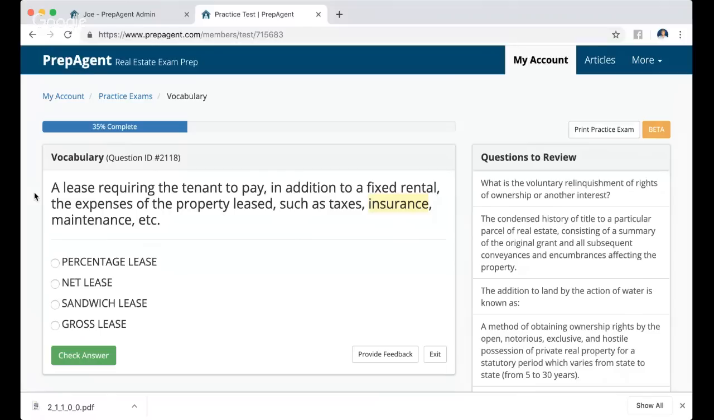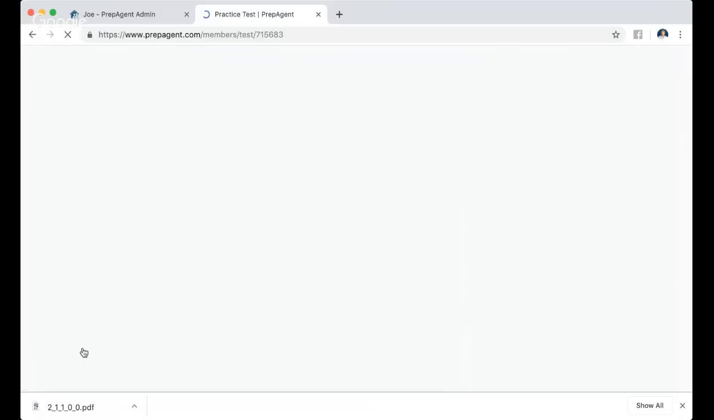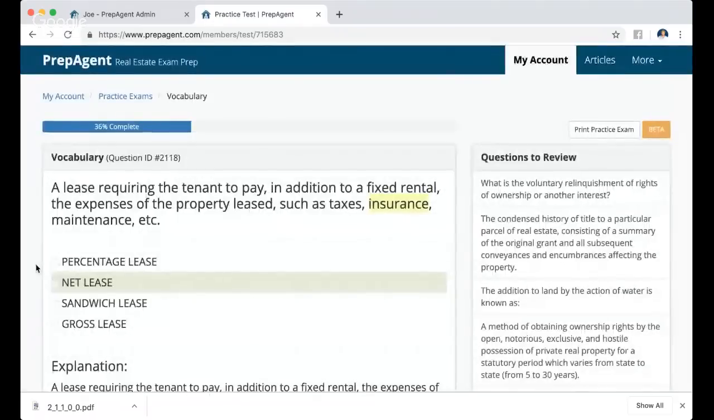A lease requiring a tenant to pay, in addition to a fixed rental, the expenses of the property lease, such as taxes, insurance, maintenance, etc. A, percentage lease. B, net lease. C, sandwich lease. Or D, gross lease. Okay, and the answer is net lease.